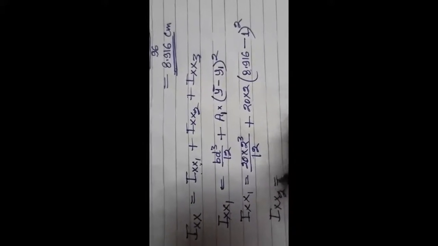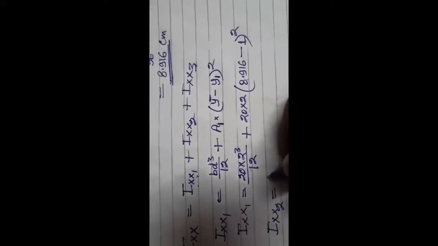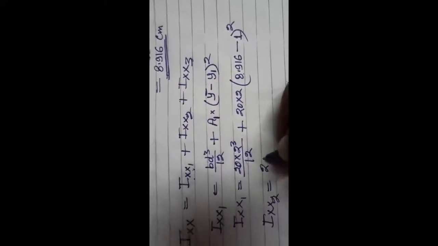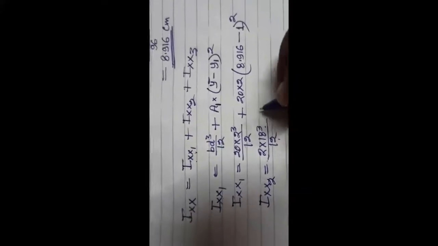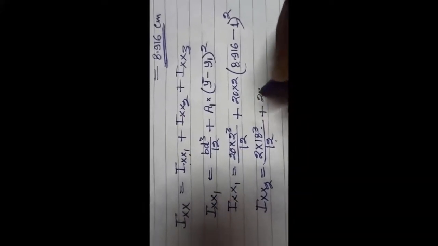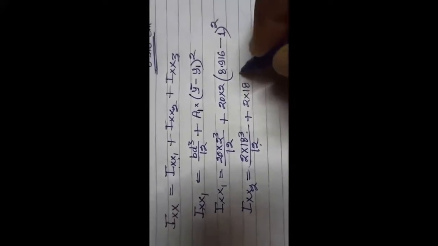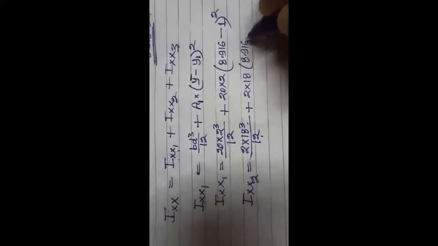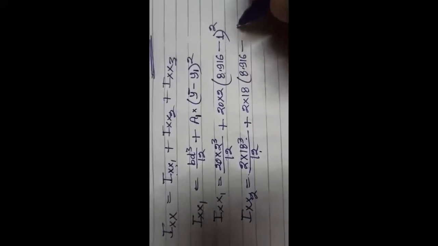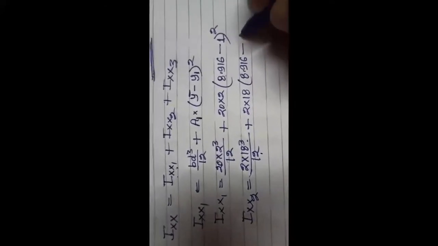IXX2. IXX2 will be equal to 2 into 18 cube. Now here 18 is the perpendicular side of XX. So 2 into 18 cube by 12 plus area 2 into 18, and this will be equal to 8.916 minus y2, and y2 is 11.